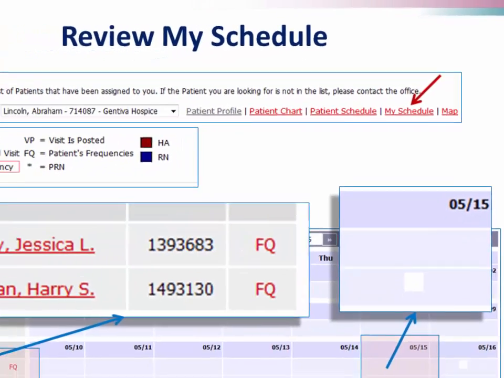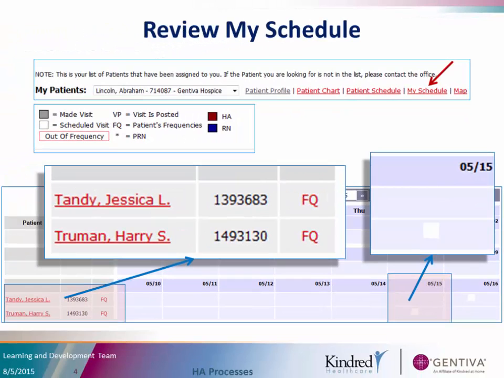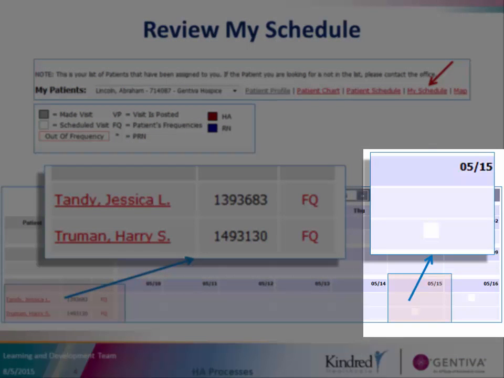The My Schedule screen will appear and display the visits on a calendar. This is your schedule for the current month. On the top left is a filter. In the middle of the top section is a legend that describes things you see on your calendar. Your patients' names are listed down the left side of the screen. The scheduled visits appear as boxes on the calendar.